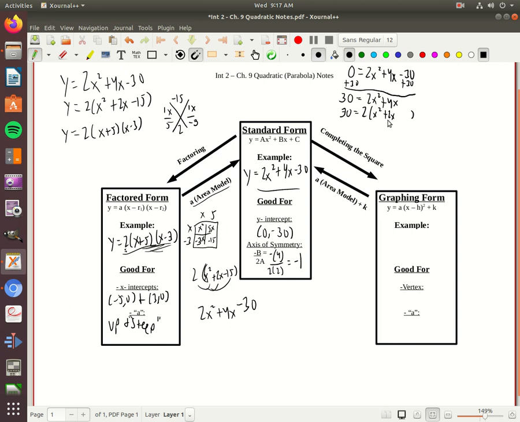The reason why I did that is now I can go ahead and add the perfect number in here. You'll notice that the perfect number again is b over 2 squared. Well, my b term is 2. So 2 divided by 2 is 1, and 1 squared is 1. So I'm going to add 1 to this parenthesis. But again, everything in this parenthesis is times 2, right? 2x squared, 2 times 2 is 4, so 2 times 1 is 2. So I'm really adding 2. And that's going to bring me 32 equals 2 times x squared plus 2x plus 1.